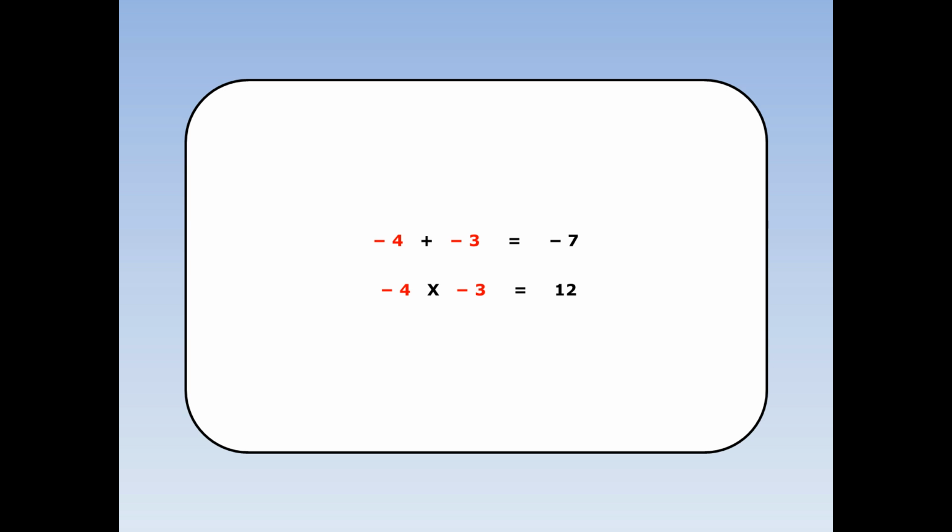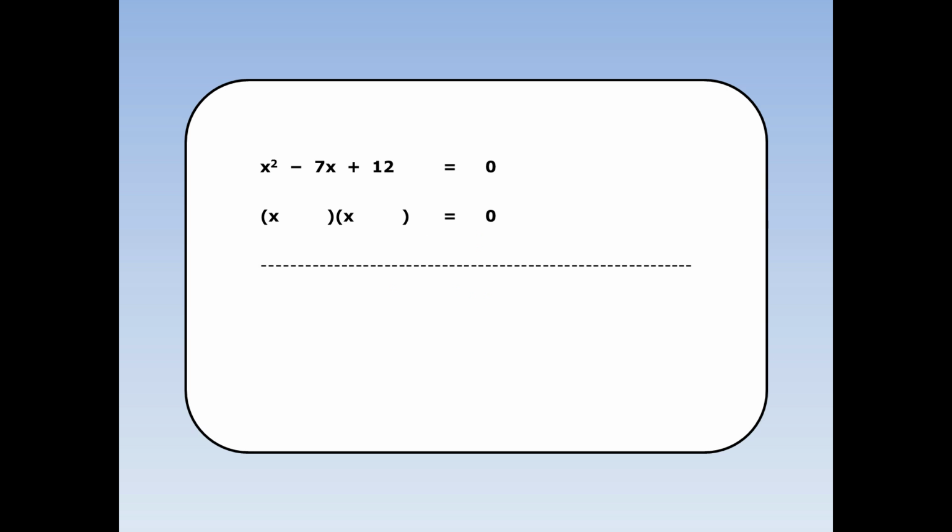Remember that adding a negative number is the same as taking it away. So minus 4, take away 3 is minus 7. Minus 4 times minus 3, remember two negatives make a positive. So minus 4 times minus 3 is plus 12. Now I can go back and fill in the numbers. x squared minus 7x plus 12 is the same as x minus 4 times x minus 3. Now, if these two things multiply to give equal to 0, either the first bracket is 0 or the second bracket is 0. And these will give me my two answers.